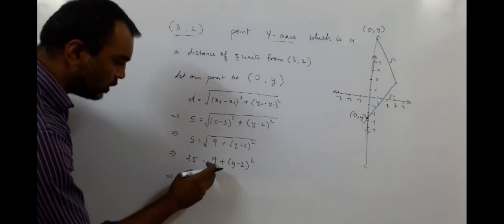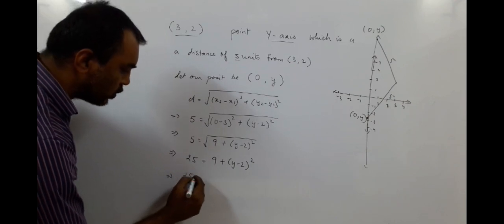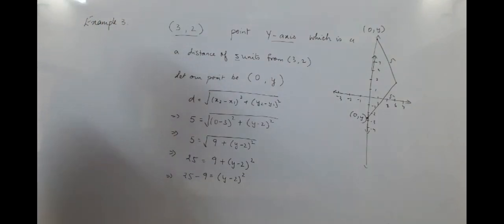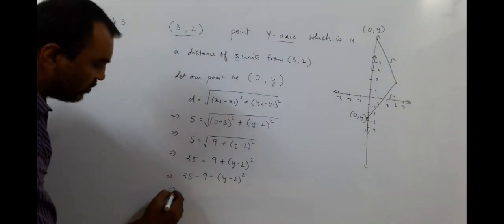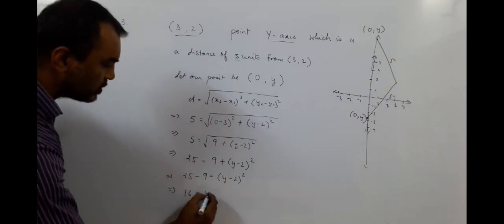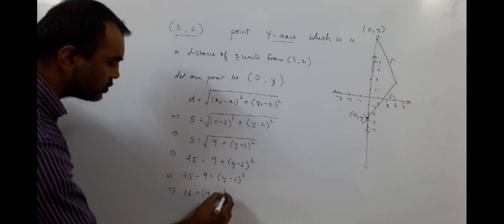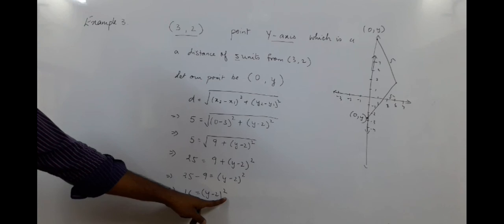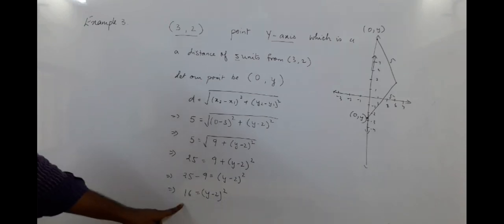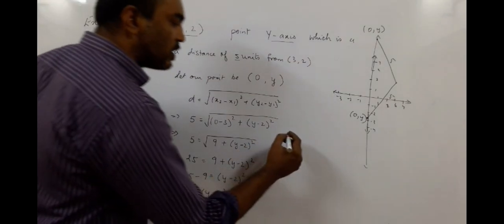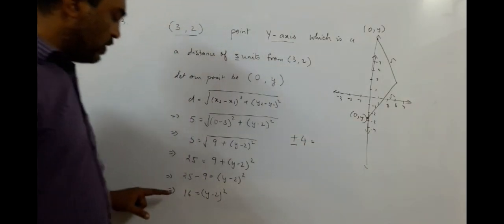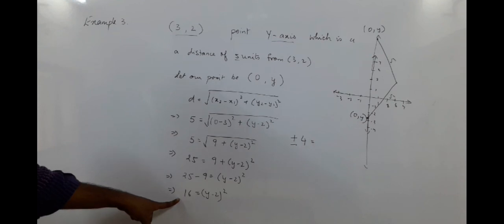25. So now the 9 comes on this side. So 25 minus 9 is y minus 2 the whole square, and 25 minus 9 is 16. So 16 is equal to y minus 2 the whole square. Now we want to remove the square from here, so take square root on both sides. The square root of 16 is plus minus 4. Here we have to take both the values.